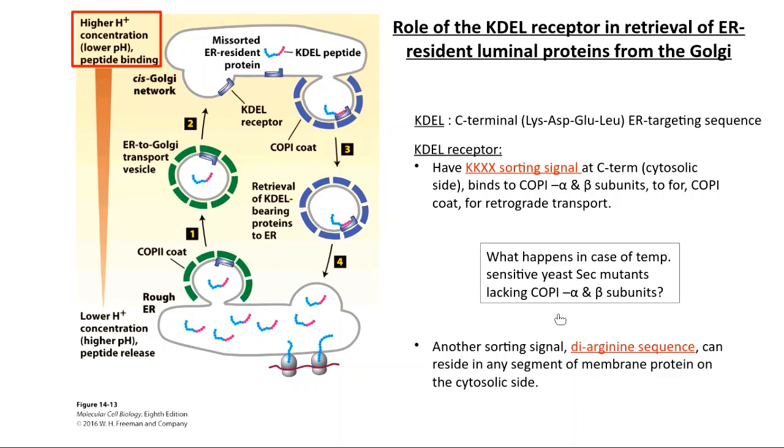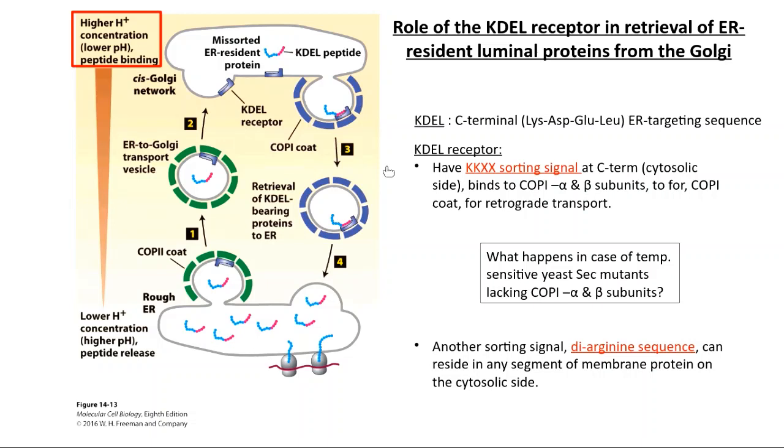Another sorting signal is the diarginine sequence, which can reside in any segment of the membrane protein on the cytosolic side. We have discussed that in the previous SAR1 recruitment with SEC23. Everything here is so logical.